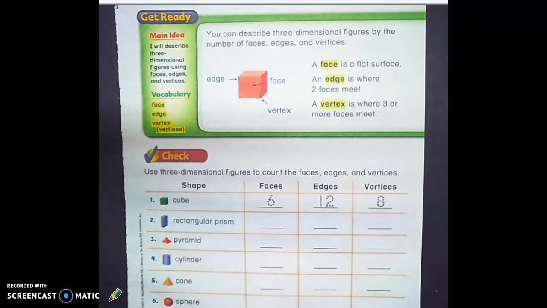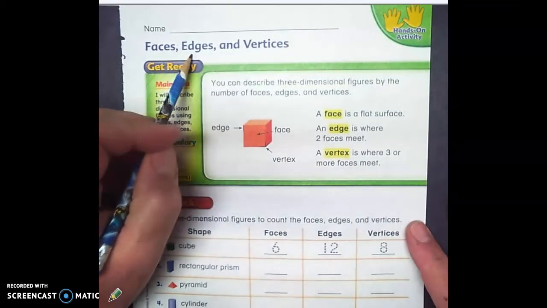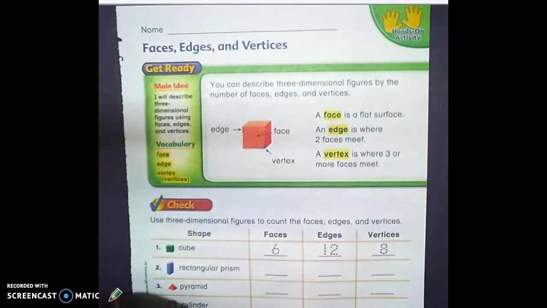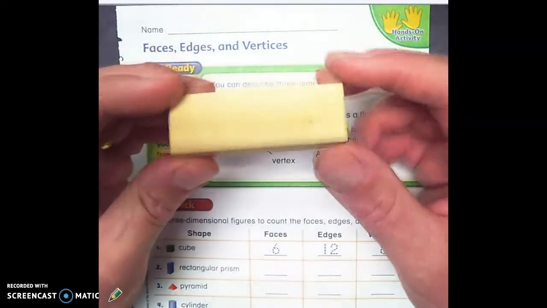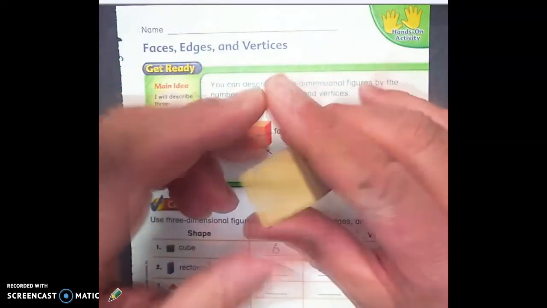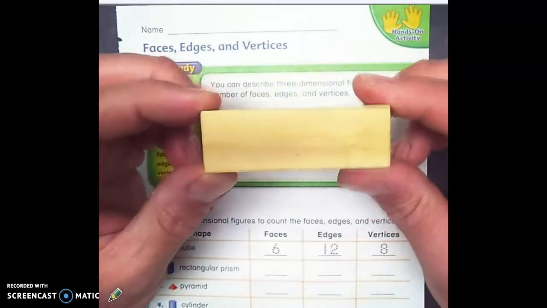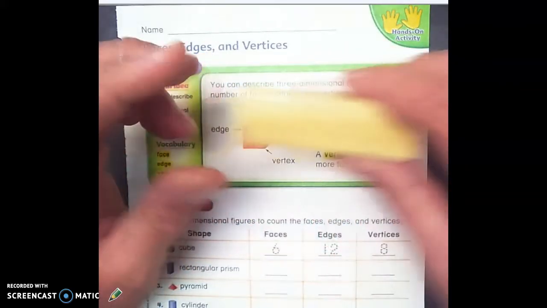Today, boys and girls, we're going to be learning about faces, edges, and vertices. Now, last week, or maybe it was this week, you watched a Brain Pop video about solid figures. Now, remember, solid figures are three-dimensional figures. They're figures that you can actually hold up and feel and see all the parts of them. For instance, this shape is a rectangular prism. You watched a Brain Pop video about this.